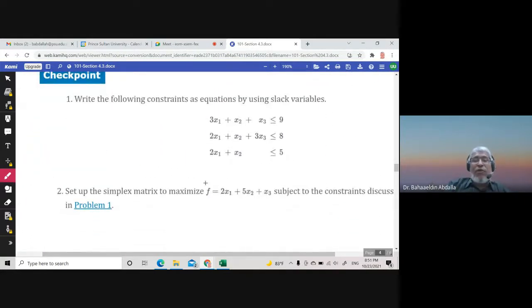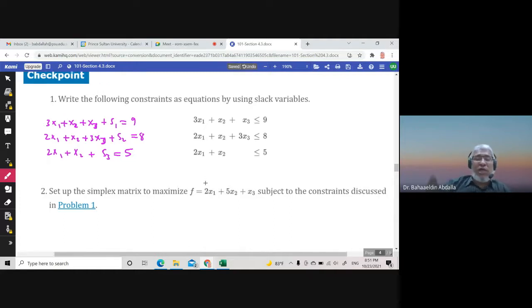Checkpoint. Write the following constraints as equations by using slack variables. All right. So the first equation would be 3x1 plus x2 plus x3 plus s1 equals 9. The second, 2x1 plus x2 plus 3x3 plus s2, the second slack variable, equals 8. 2x1 plus x2 plus s3 equals 5. So we introduced the slack variables.